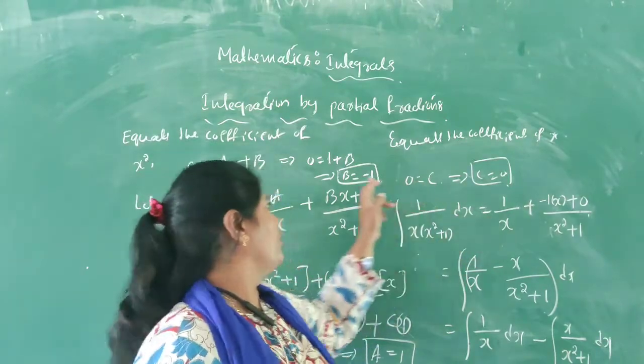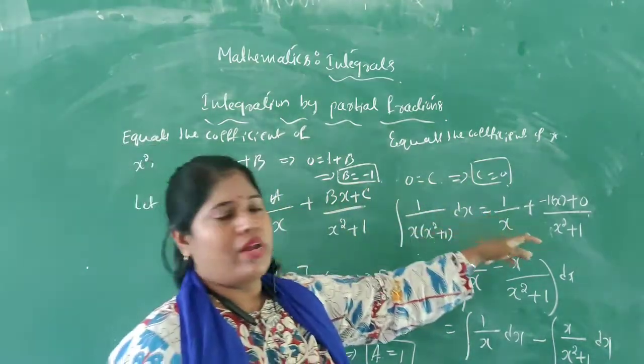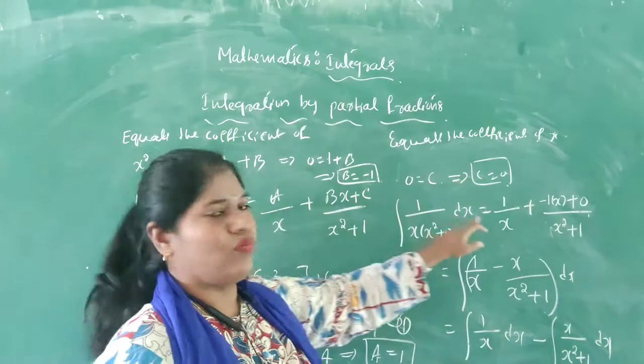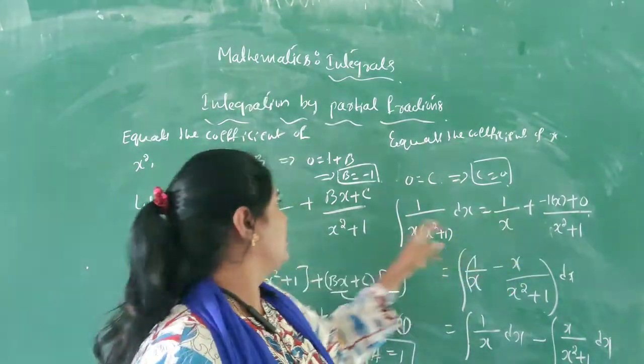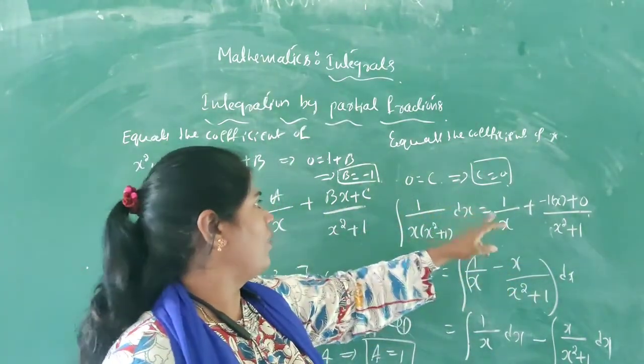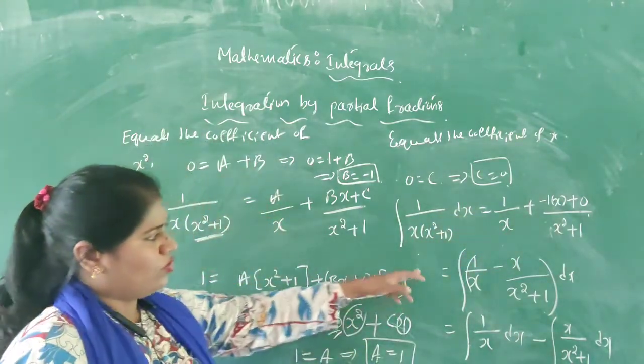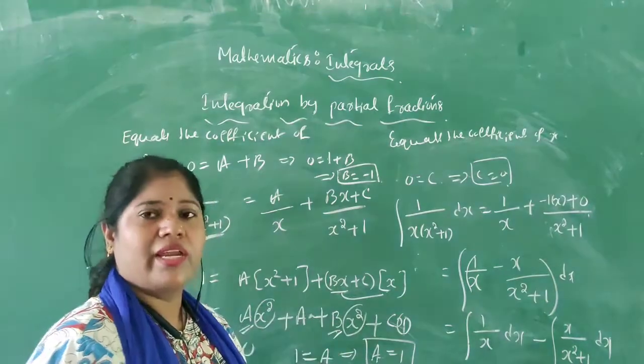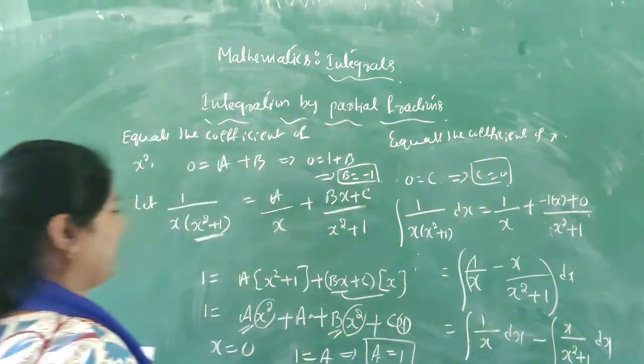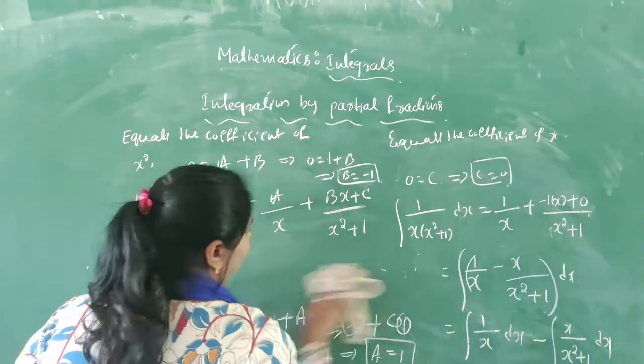After that, you substitute here in this equation, okay? 1 divided by x, because a value is 1 now, 1 divided by x plus b is minus 1, x plus c value is 0 divided by x square plus 1. So after that we need to integrate 1 by x. What is 1 by x integration? That is log modulus x.